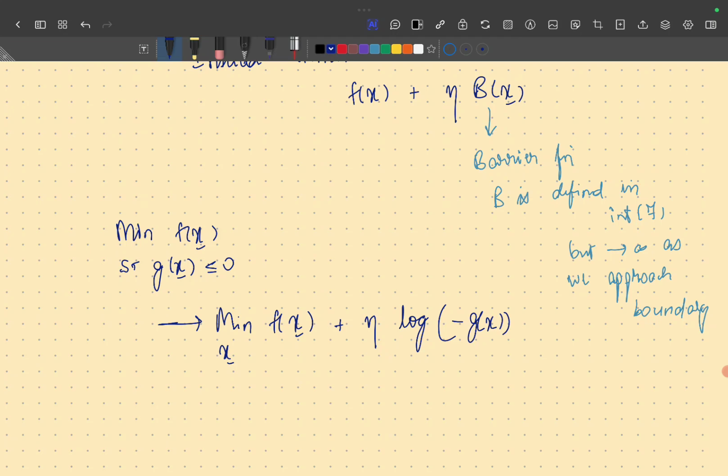So what would this do? Firstly, this is not defined outside, if g of x is greater than 0. It's something which is well defined if g of x is strictly less than 0. But as g of x tends to 0, this starts blowing up. So this log is an example of a barrier function.